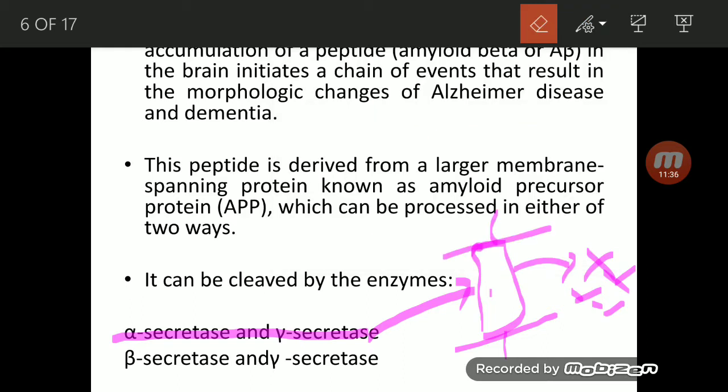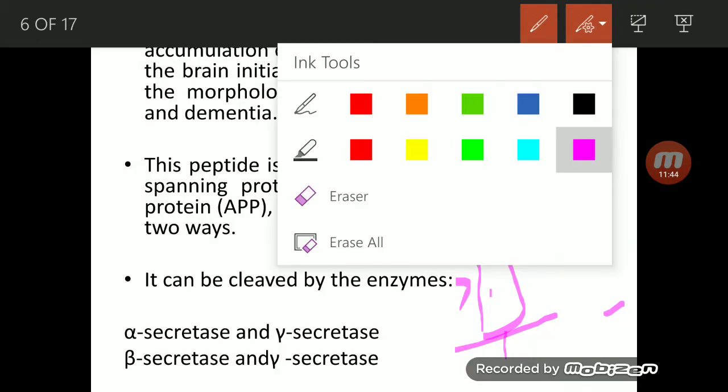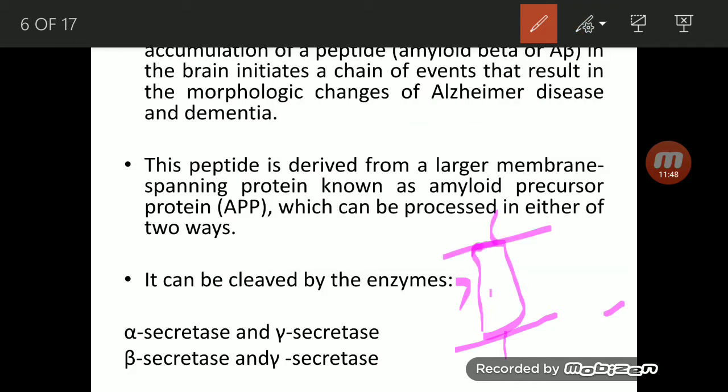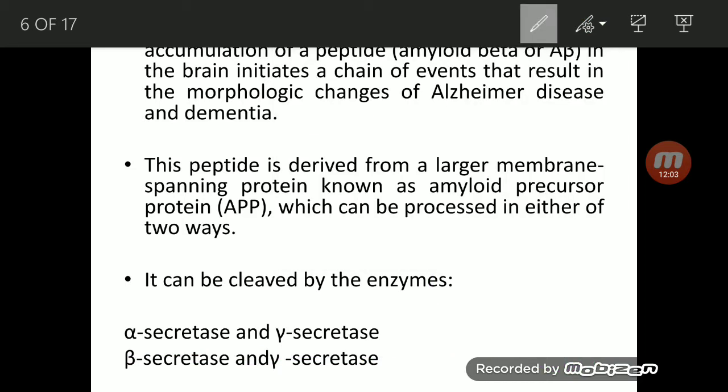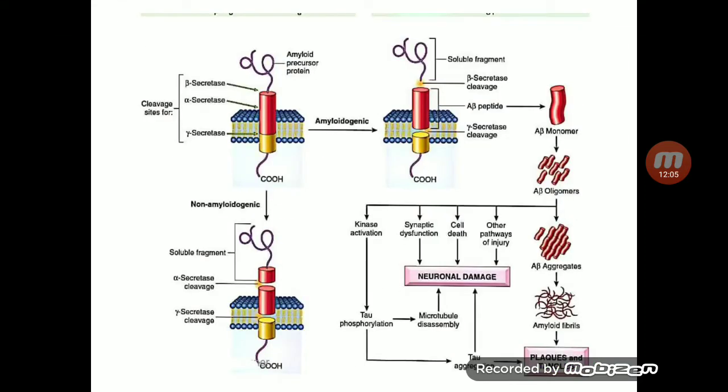But sorry, but if your APP is being cleaved by beta secretase and your gamma secretase, then this cleavage will lead to a pathological deposition of unwanted proteins. Okay, so let's see.